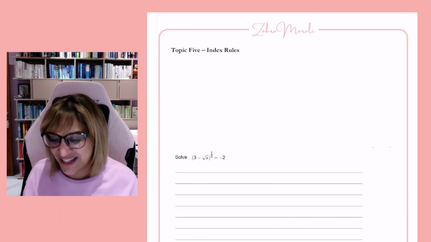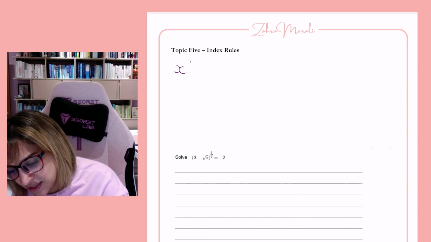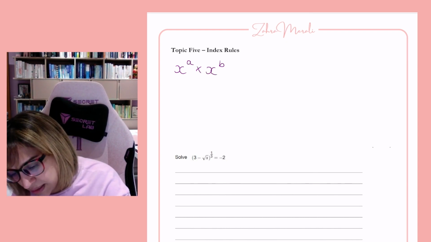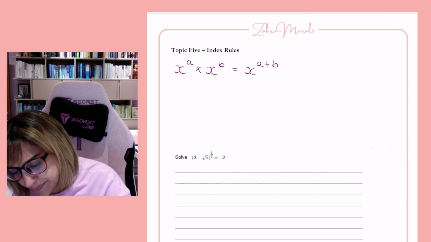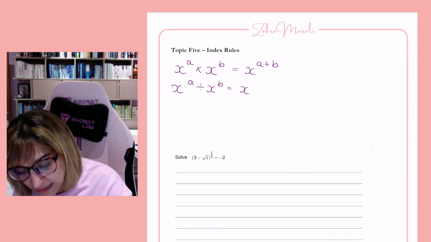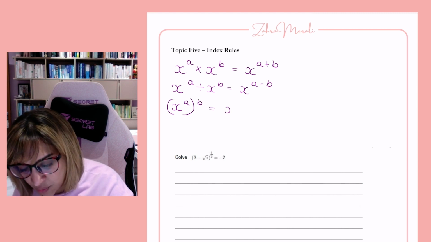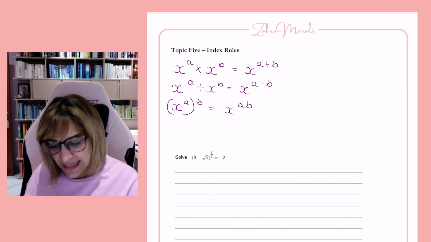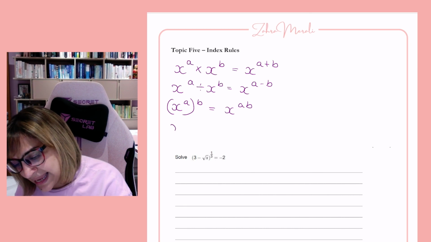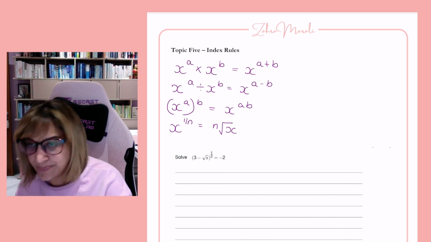Okay, index rules. Right, so we know from GCSE, if we've got x to the power of something, the x has to be the same, so that base number has to be the same. We're going to get a plus b. We know when we divide, we can take away the powers. We know when we do everything to the power, we're actually multiplying. And then we come to things that are a bit more complex, where we know that x to the 1 over n will be the nth root of x.